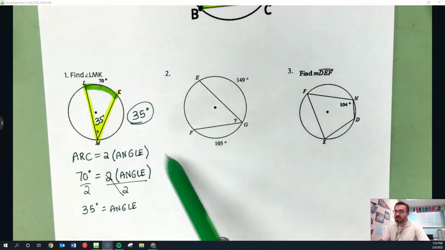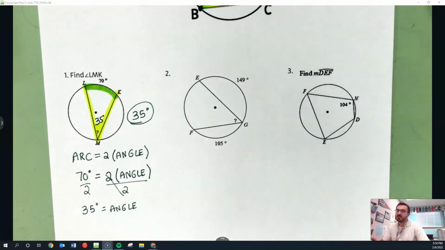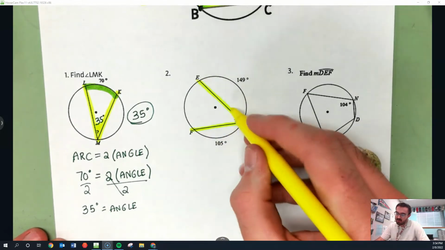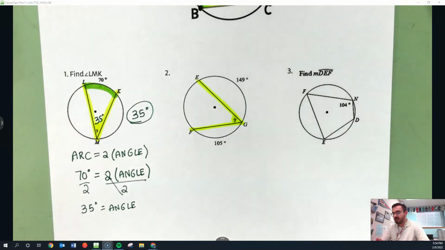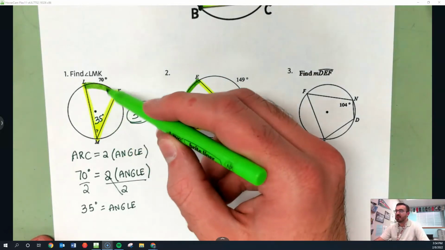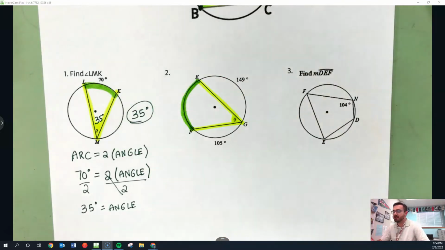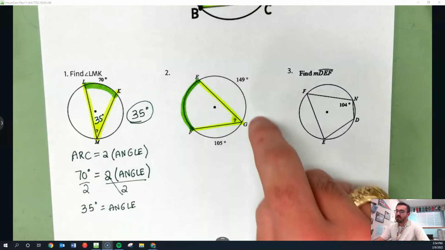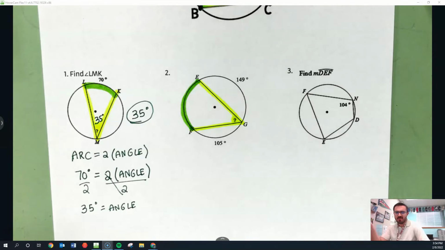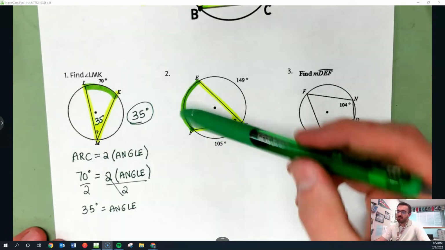Number 2 is a little bit trickier because we got to remember some knowledge that we had from the last time. Okay, so if we're trying to find this angle right here with the question mark, it would probably be helpful for us to eventually know this arc, wouldn't it? Because last time we used that arc to find the angle, we just divided by 2, right? But in order to figure out the angle here, we kind of need to know that arc. Well, we don't know the arc yet. Here's how we do it.